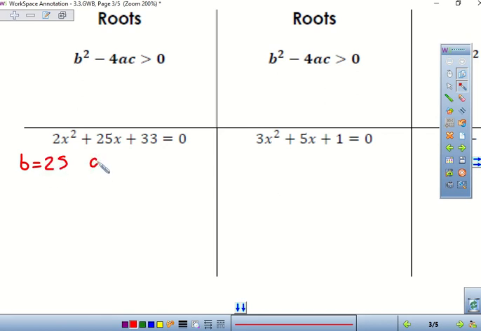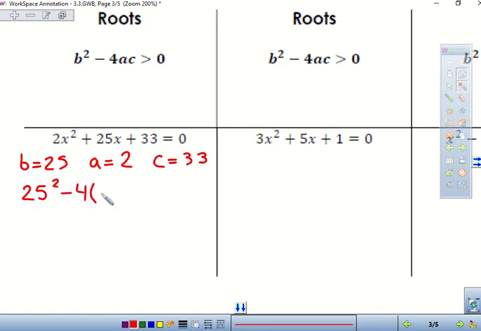25. a is equal to 2, and c is equal to 33. Usually I go a, b, c, but I don't know why I did that. So you do b squared minus 4 times a times c.